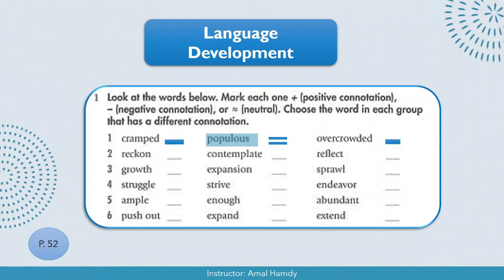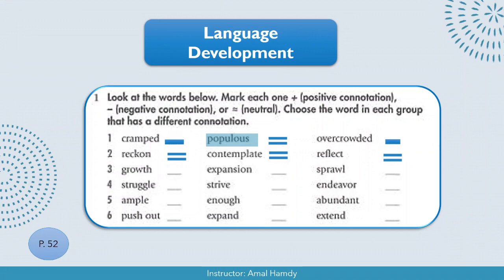Number 1, we have reckon. If I say, I reckon we will have to leave early, this means that I think that we will have to leave early. Does this have a positive or a negative connotation? No, it's neutral. Then we have contemplate. If I say, for example, I am contemplating changing my major, is this positive, negative, or neutral? It's neutral. And lastly, we have reflect. If I say at the end of each year, I reflect on all the things that I have done. This is, of course, another neutral connotation. So the 3 are neutral.